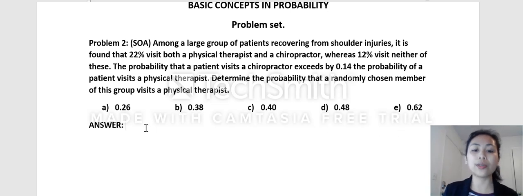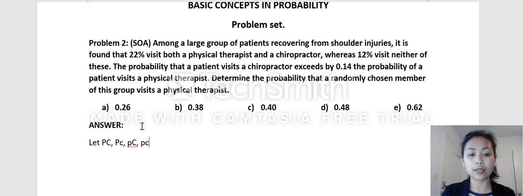So for this problem, it is the same. We're going to have two approaches. Either you set up only two letters for two events, or you set up the groups with capital and little letters. So here I'm going to go by the second approach. So let capital P capital C, capital P little c, little p capital C, and little p little c be the four possible events.